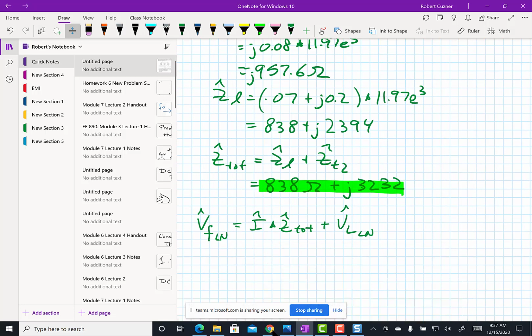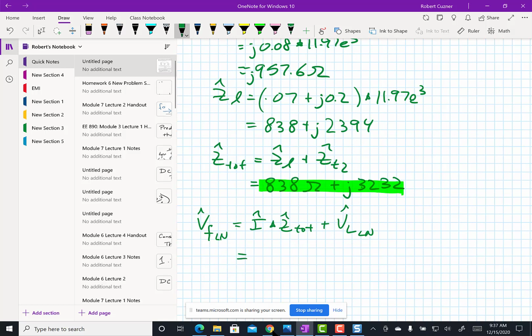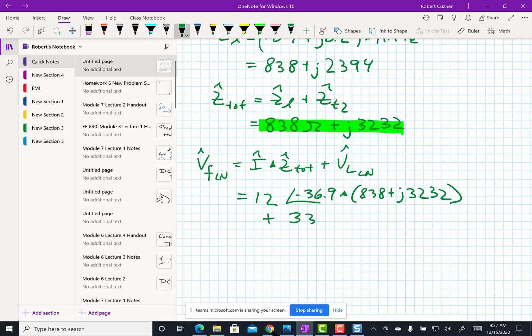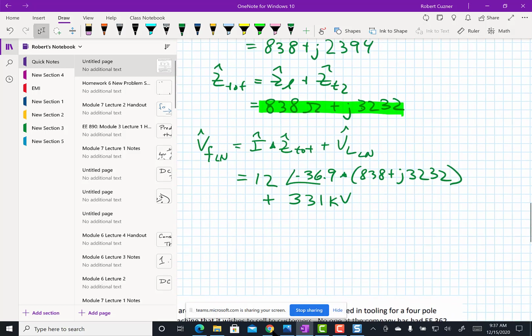Okay, so then I just plug in everything. The current was 12 amps at negative 36.9 degrees, times an impedance of 838 plus j3232, plus a line-to-neutral voltage of 331.3. I could just say 331, it's close enough. Okay, now I just need to do the math.